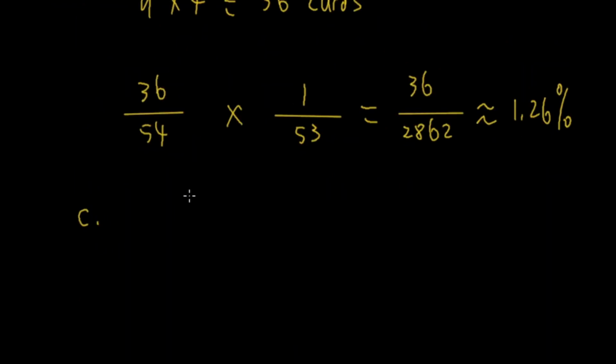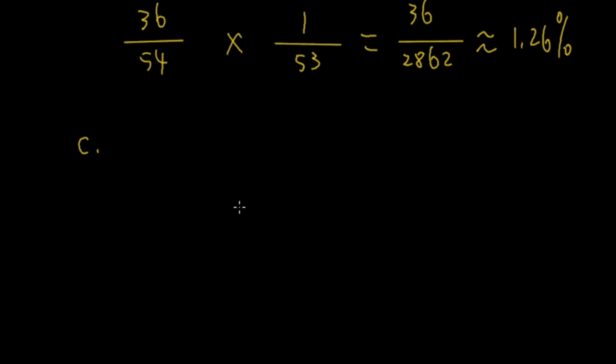How many queen cards are in a deck of cards? There are 4 queen cards. So on the first draw, you have 4 possible outcomes that you may want. And again, on the first draw, you have 54 cards to draw from. So the probability of getting one of the queen cards will be 4 out of 54.